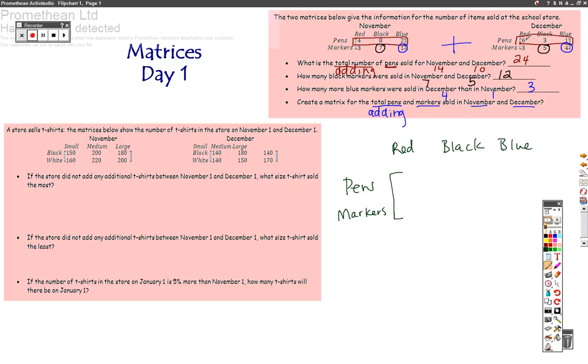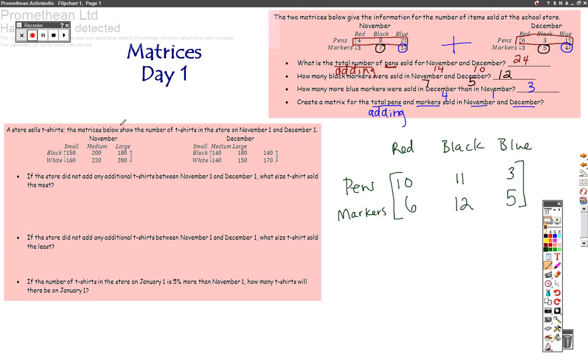So 4 plus 6, those numbers are in the same spots. 8 plus 3, 11. 2 plus 1 gives me 3. 3 plus 3 is 6. 7 plus 5, 12, and 1 plus 4 is 5. I'm going to come over here.